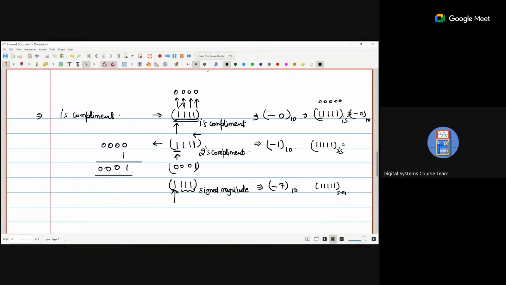Similarly, for 2's complement, the MSB is 1, negative. Start from the right. The first one will be as it is, after that every bit will be flipped. So that is minus 1. But in sign magnitude, the number is changed. The first bit 1 means negative. Now the decimal equivalent of 1 1 1 1 is 15.